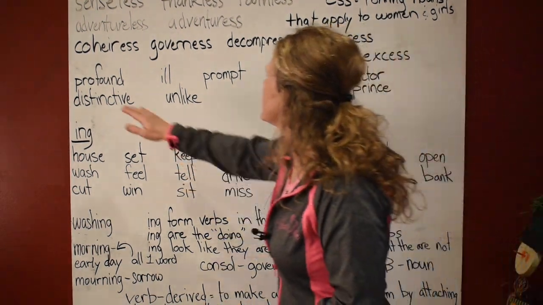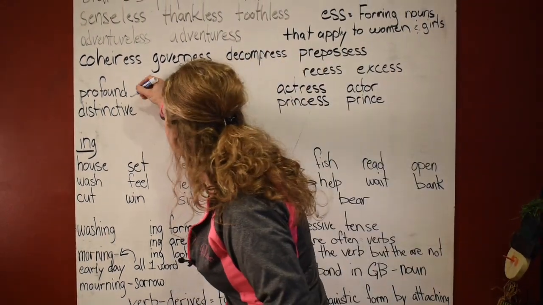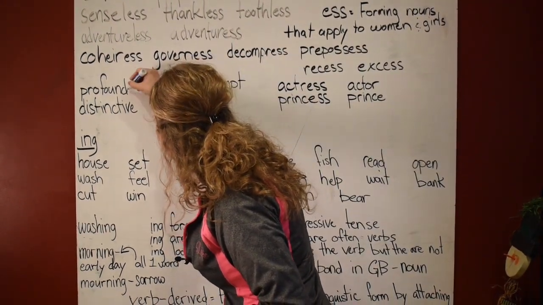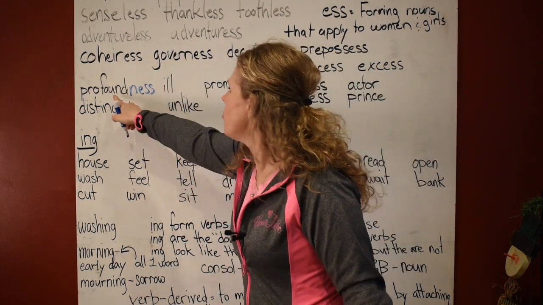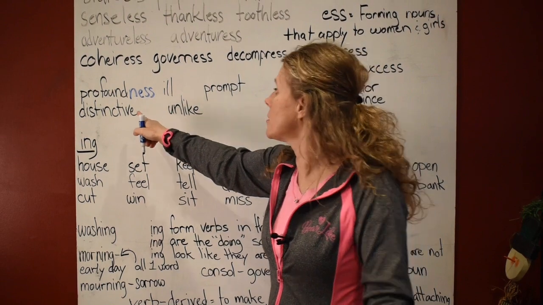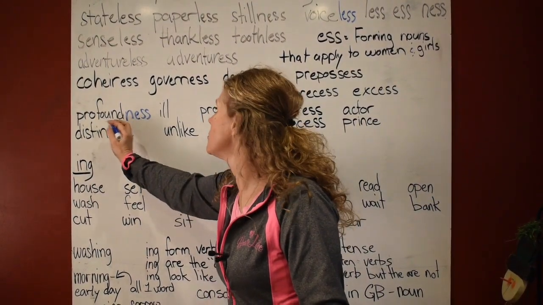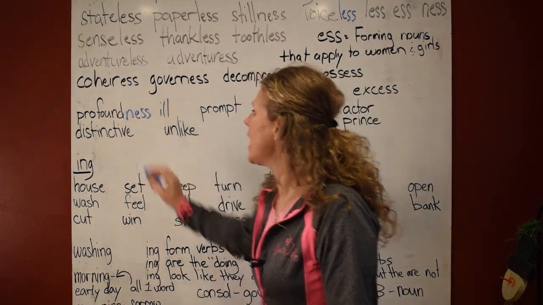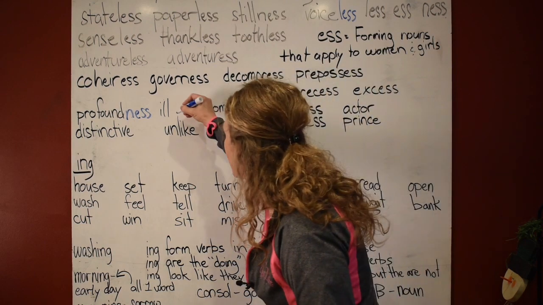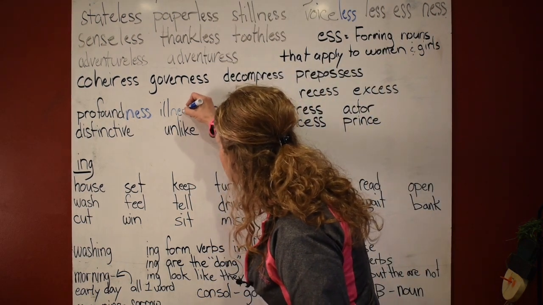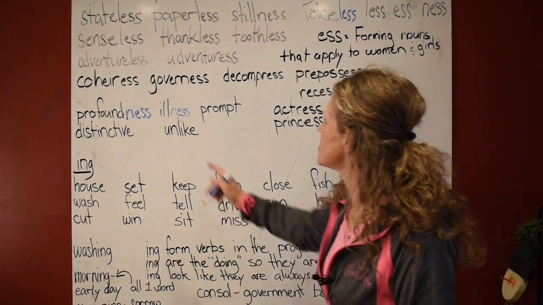Okay? So now let's look over here at profound. So we have profoundness. Now we look to see what our spelling rules are. Do we have a consonant, vowel, consonant? This is the accented syllable. No, so you just added it on. Is this a consonant, vowel, consonant? No, so we're just going to add it on. And it doesn't matter with vowel suffix.